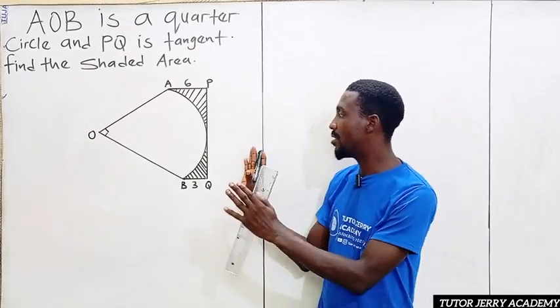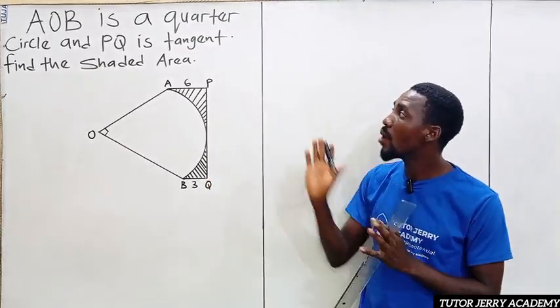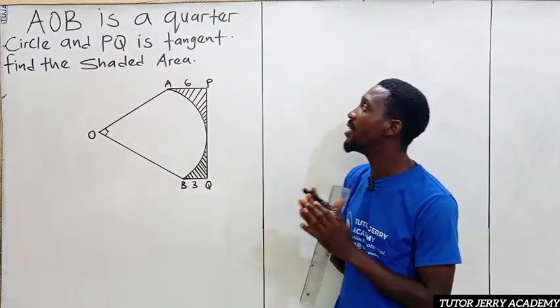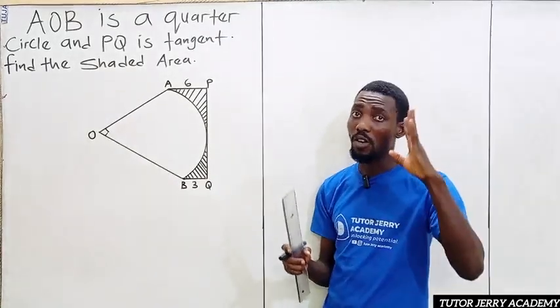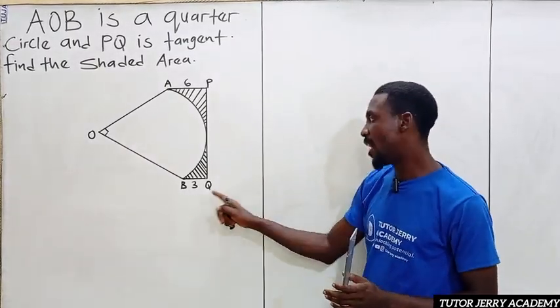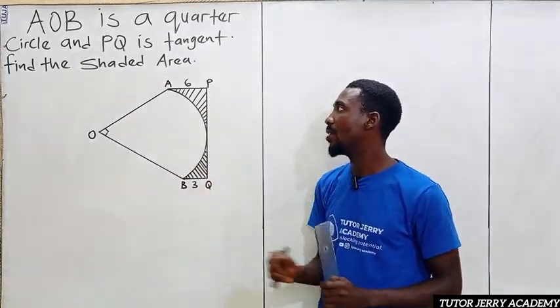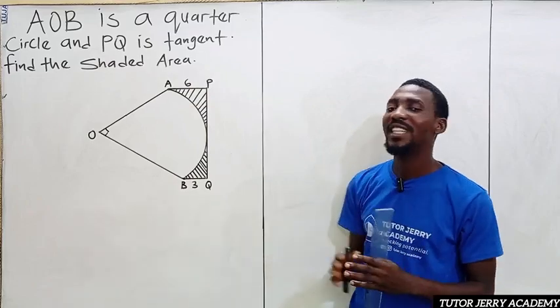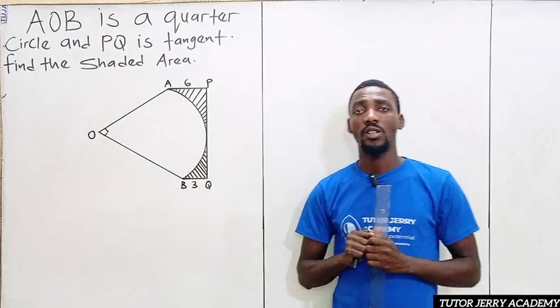Please, this diagram is not drawn to scale. The question says AOB is a quarter circle. When we say quarter circle, that is 1/4 of a circle. And PQ is a tangent, of course, because it's touching the curve AOB. We are asked to find the shaded area. You can see the area that is shaded. That is what we want to find.